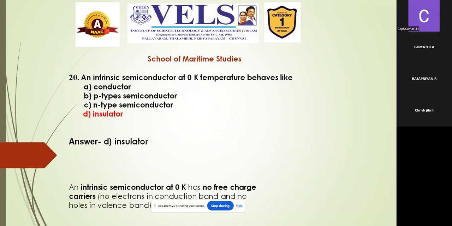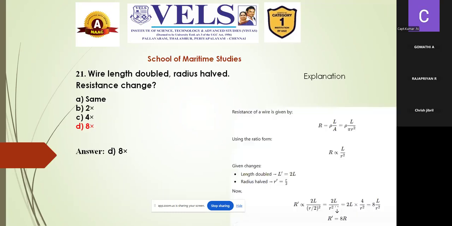Next question is, an intrinsic semiconductor at 0 Kelvin temperature behaves like an insulator. When the semiconducting material is cooled, reducing the temperature to 0 Kelvin, it behaves like an insulator. An intrinsic semiconductor at 0 Kelvin has no free charge carriers. Charge carriers are nothing but electrons and holes. The electrons stay in the valence band and holes are in the conduction band.